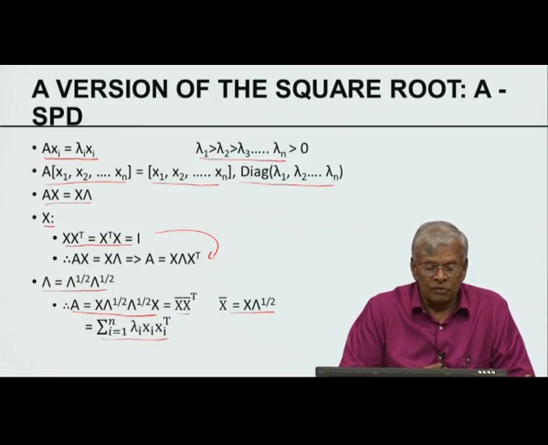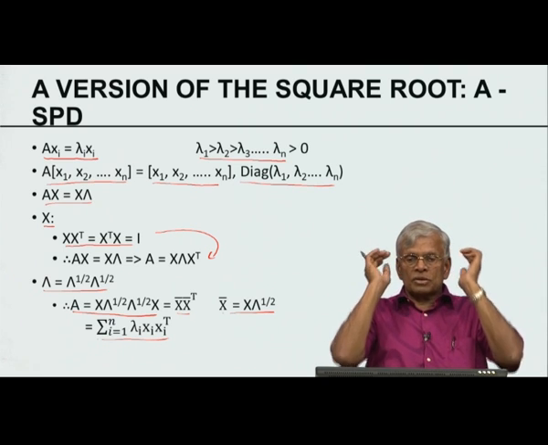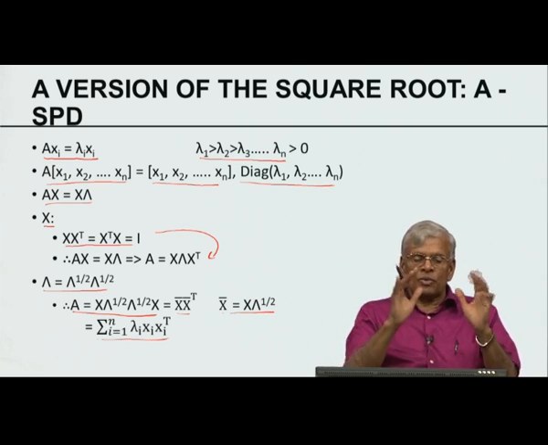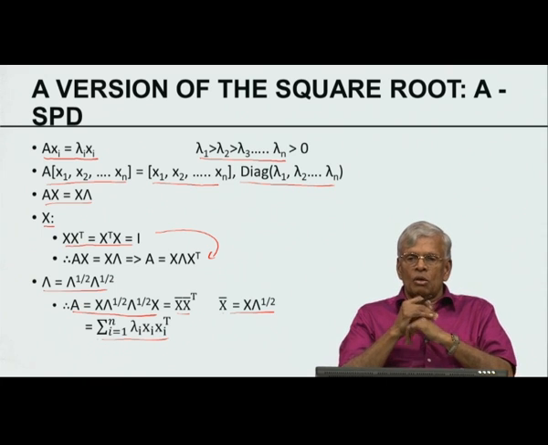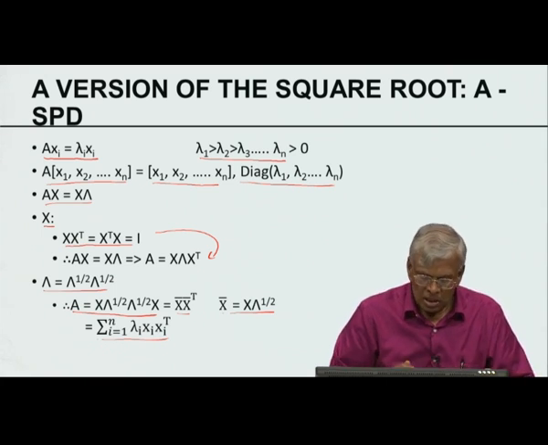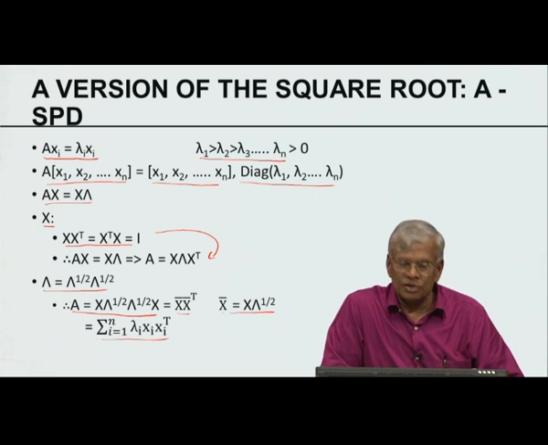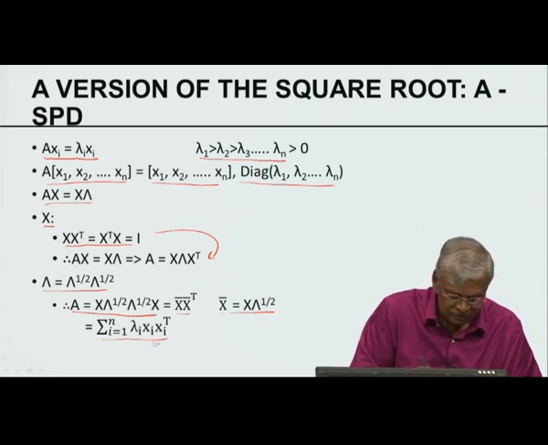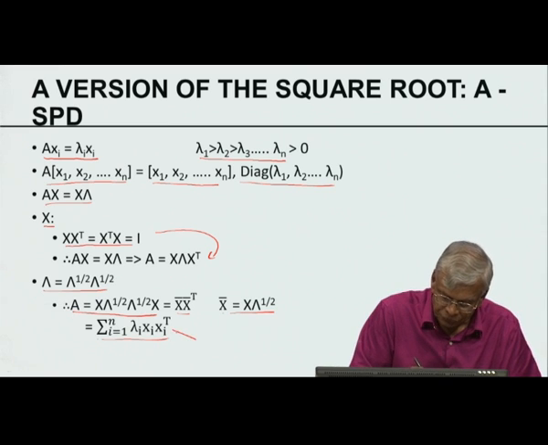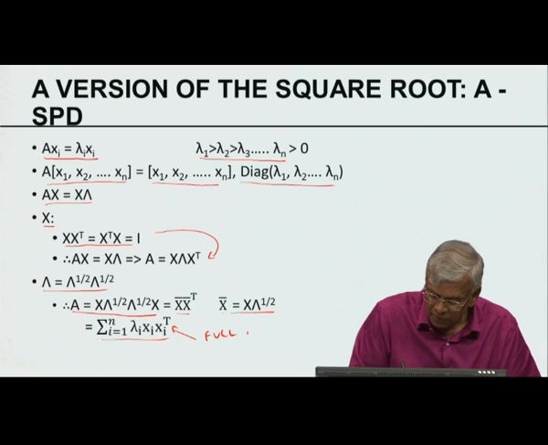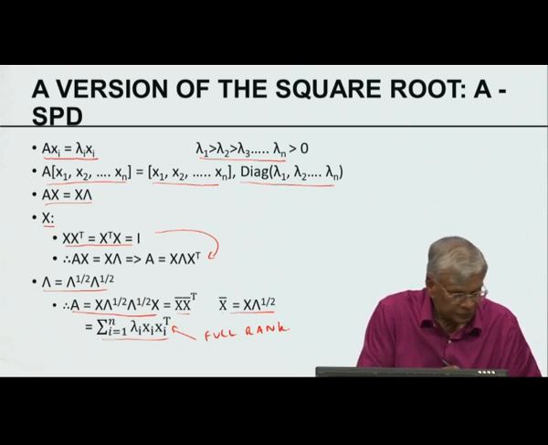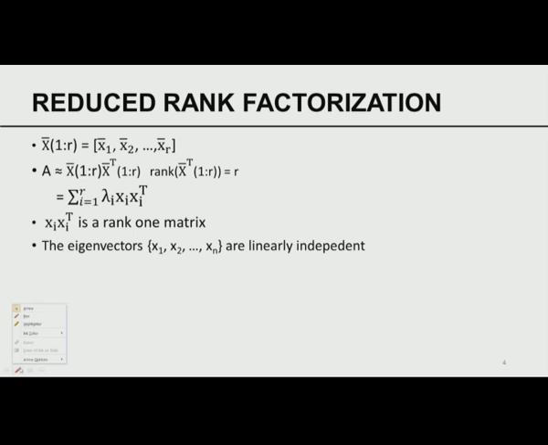Now what are we going to do? We are going to talk about two things, full rank as well as reduced rank formulation. What do we mean by full rank and reduced rank formulation? If I take all the eigenvalues and eigenvectors in the sum, that is called the full rank. So this is the full rank factorization. Now in here we are going to assume all the eigenvalues 1 to r are large, and from r plus 1 to n are small.